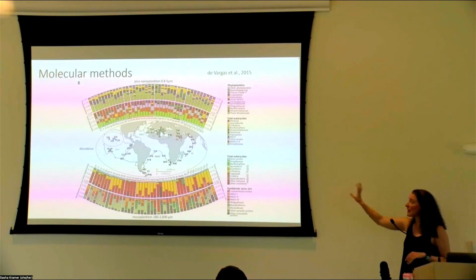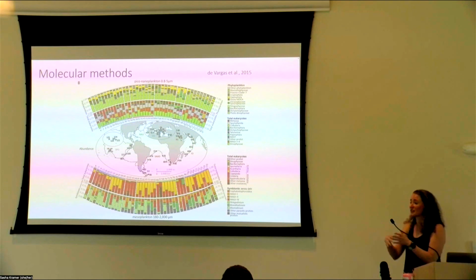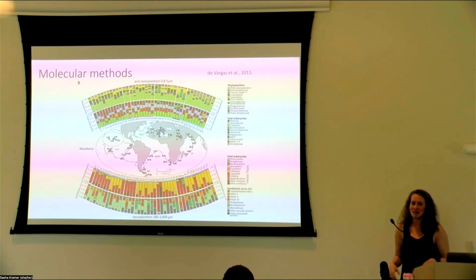And so in terms of our understanding of who is where and when, DNA can allow us to do these big global surveys and get a better sense of the distribution of different types of phytoplankton in different areas of the ocean, and then relating that to maybe the physics or the chemistry or other things that we can measure in the ocean environment.